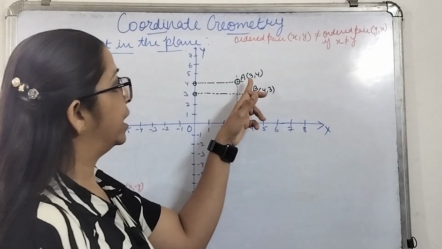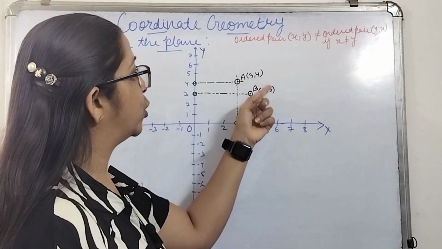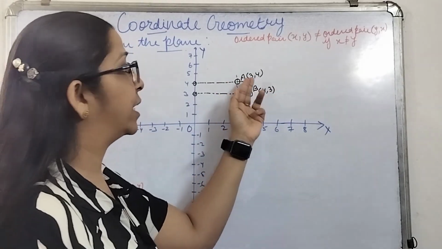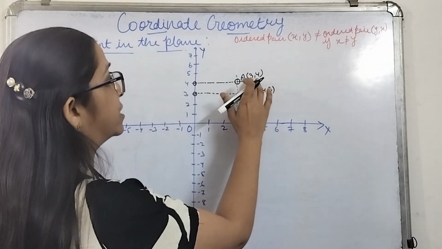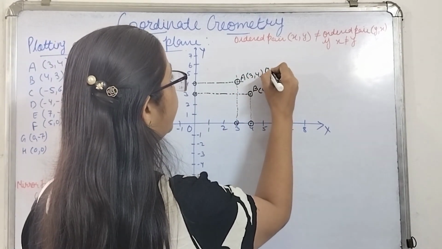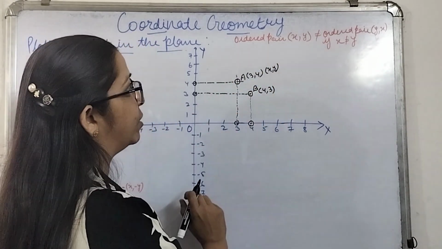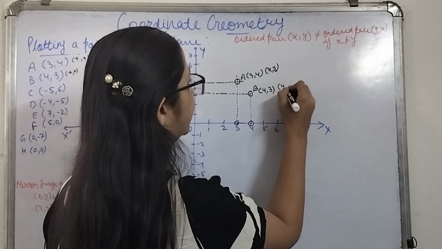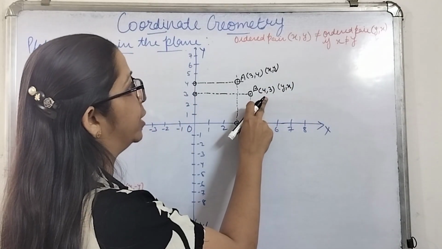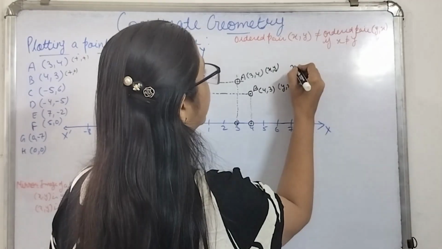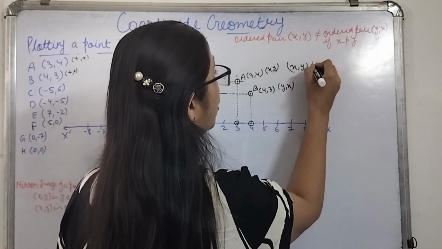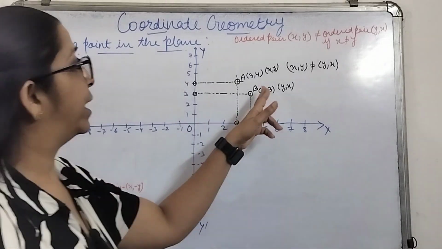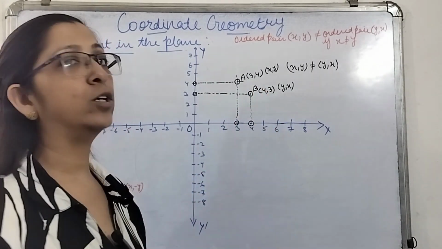Here we can see if we are interchanging the x coordinate and y coordinate, then their points are different, they are not the same. That means this is your ordered pair (x, y), and if it is your ordered pair (y, x), then ordered pair (x, y) is not equivalent to your ordered pair (y, x) if the values of x and y are not the same.